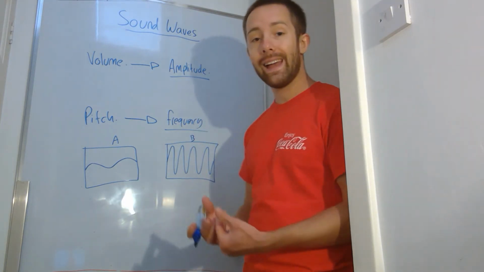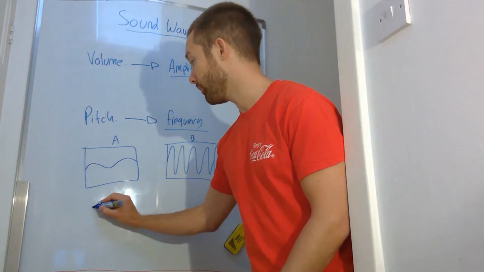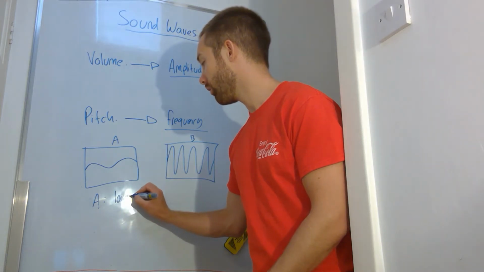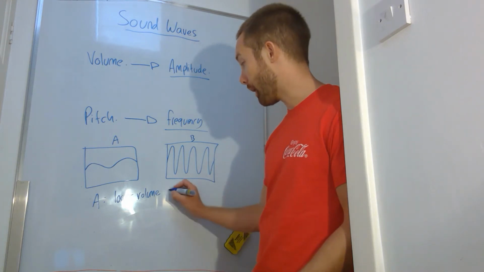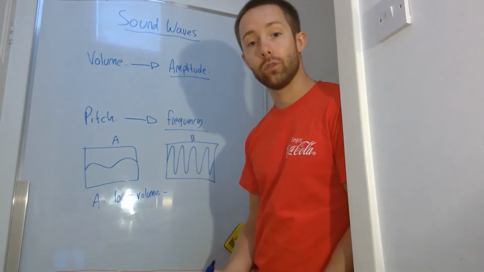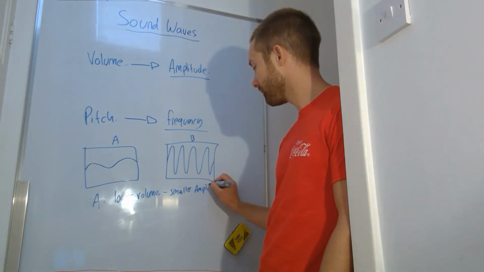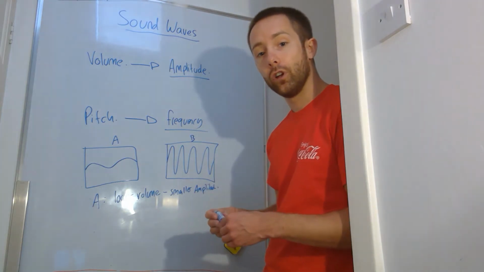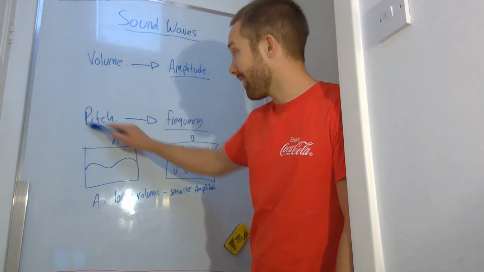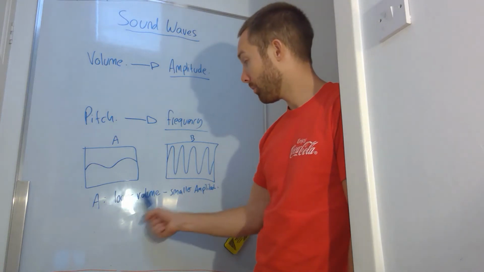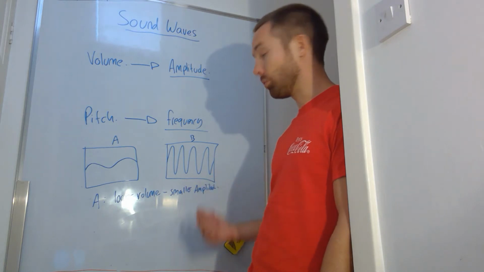So for A, I'm going to say A has a much lower volume. A is lower volume, or quieter. It's a quieter sound, and we know that because it has a smaller amplitude. All you had to do was understand this, and you can get 4 marks in this question. 1 mark, 2 marks. So A was lower volume than B because it had a smaller amplitude than B.